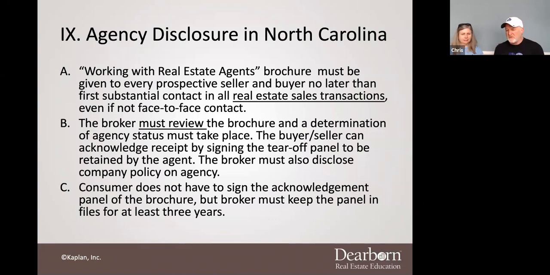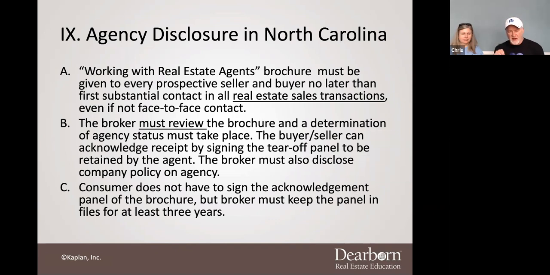In other words, here comes up a test question. The Working with Real Estate Agents brochure is not a contract. It is not a contract. It's not an agency agreement, all right? What it is, is a disclosure. I disclosed the agency options. Lisa said that I could be her buyer's agent.